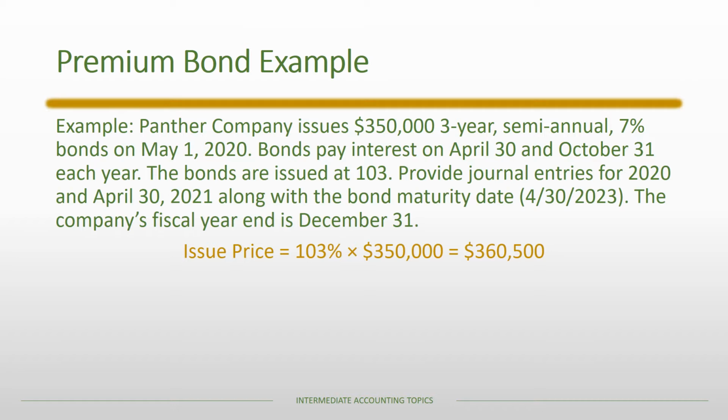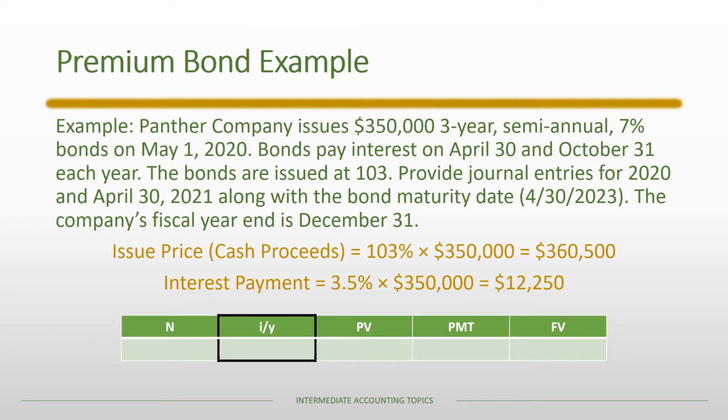Okay, so we do have the issue price. We also calculate the interest payment. The 7% bond rate is the annual rate, and so those payments are made semi-annually, and so that's where we get the 3.5%, and we apply that 3.5% to the par value of $350,000, which means that every interest payment is $12,250.